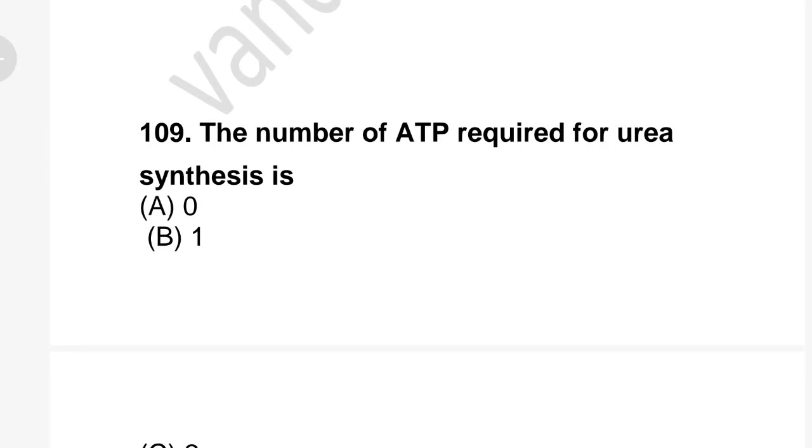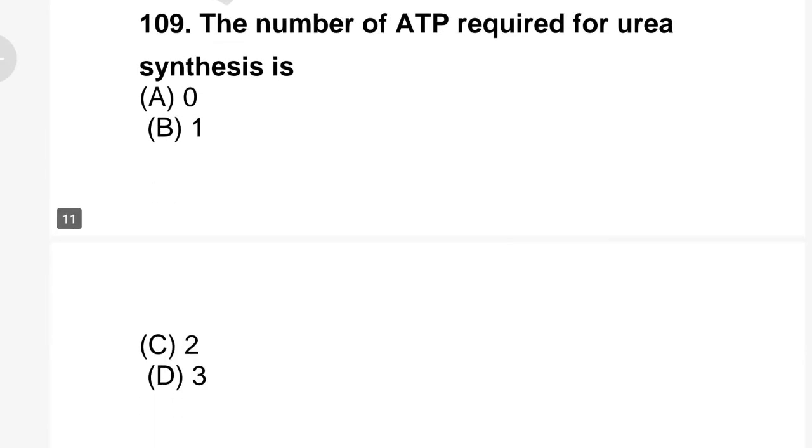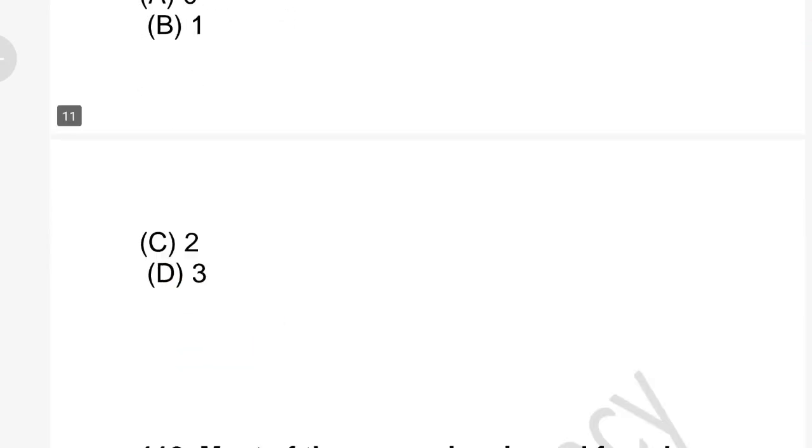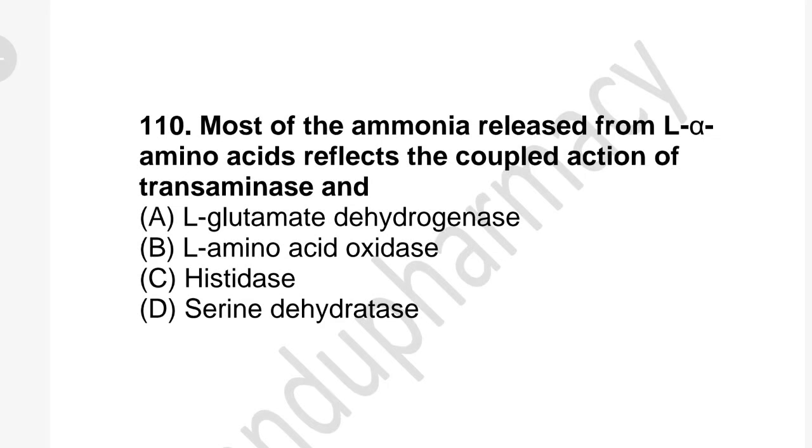The number of ATP required for urea synthesis is option A 0, option B 1, option C 2, option D 3. Right answer is option D 3. Most of the ammonia released from L-alpha amino acids reflects the coupled action of transaminase and option A L-glutamate dehydrogenase, option B L-amino acid oxidase, option C histidase, option D serine dehydratase. Right answer is option A.